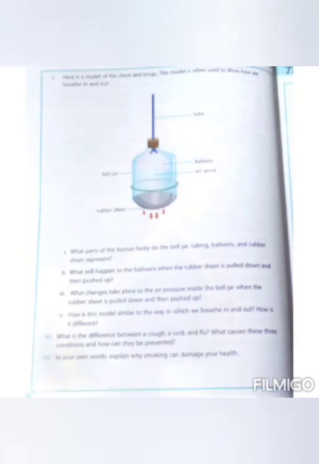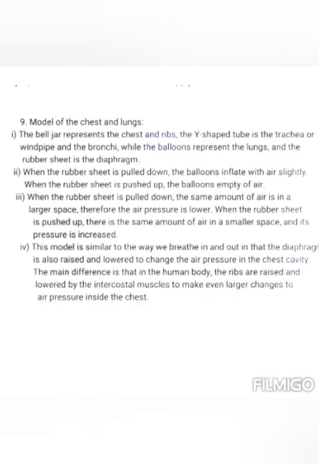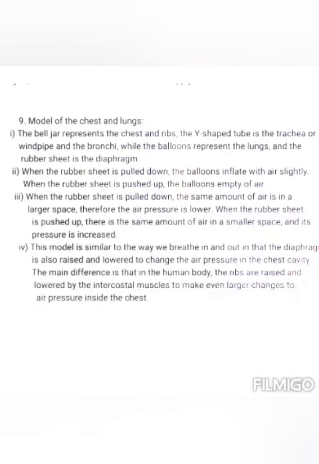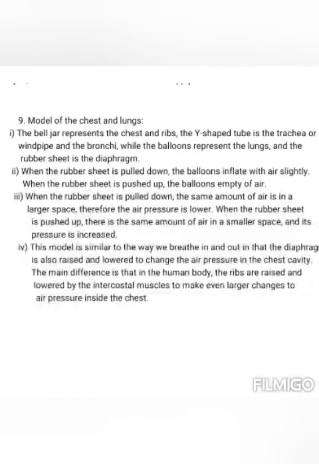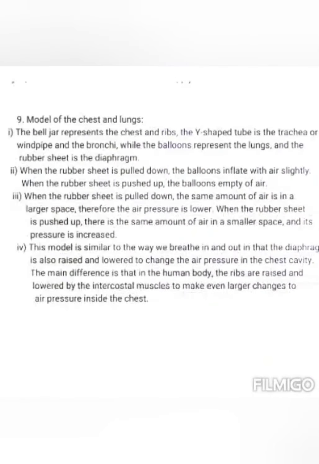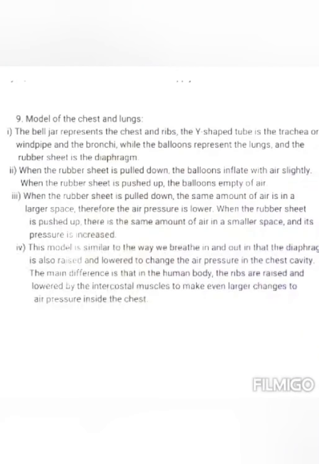Okay, question number 9. Here is the model of the chest and lung. This model is often used to show how we breathe in and out. The first part asks: what parts of the human body do the bell jar, tubing, balloon and rubber sheet represent? The second part is: what will happen if the balloon and sheet are pulled down? The third is: what will happen when the air pressure inside the bell jar is more? And fourth, how is the model similar to the way we breathe in and out?